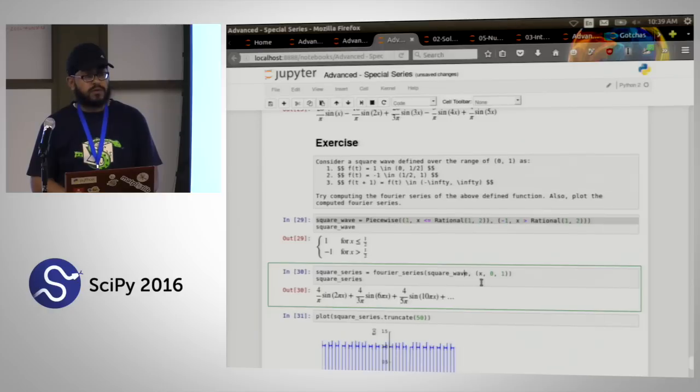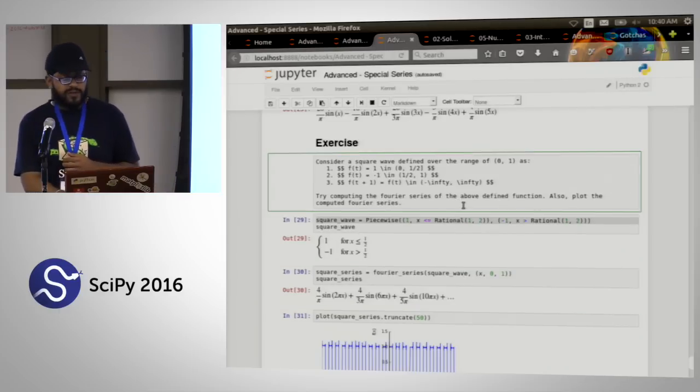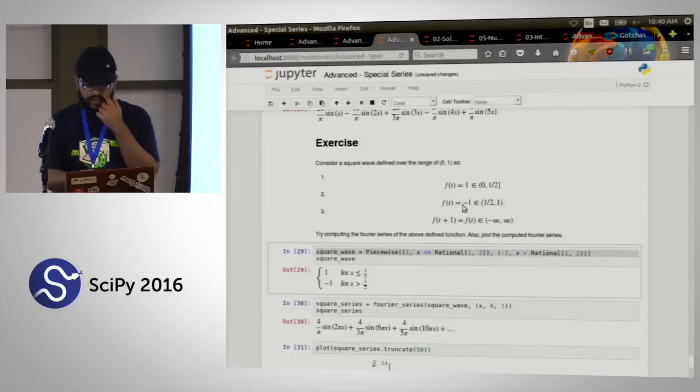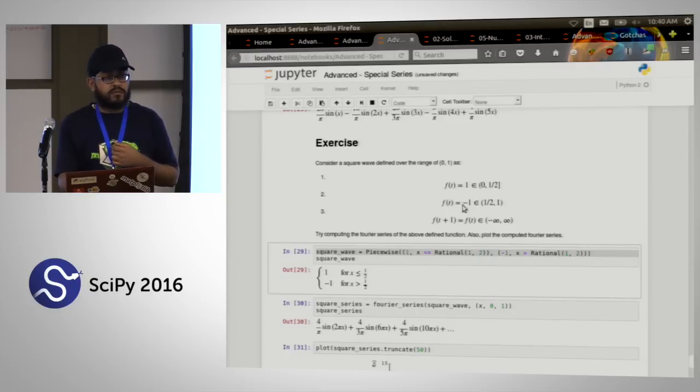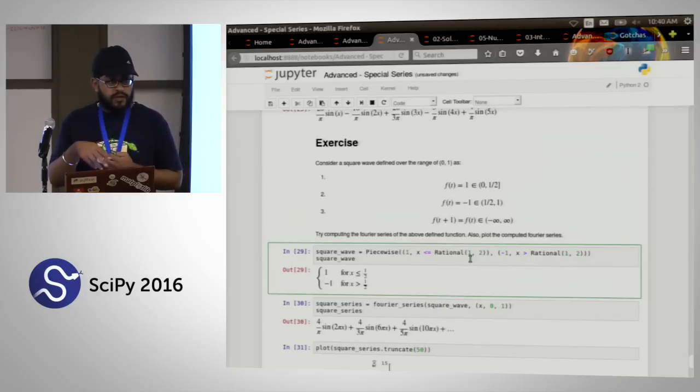Can you please repeat the question? So you only defined it as described between 0 and 1. Right. So Fourier series is generally computed for periodic functions. So when you see the Fourier series signature, the second argument is x, 0 to 1. So I don't need the other definition, so I skip that. The Fourier series will assume the function is periodic in an interval, and you give the periodic interval.